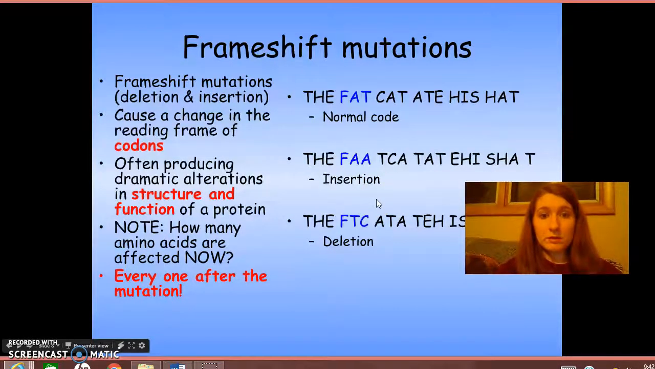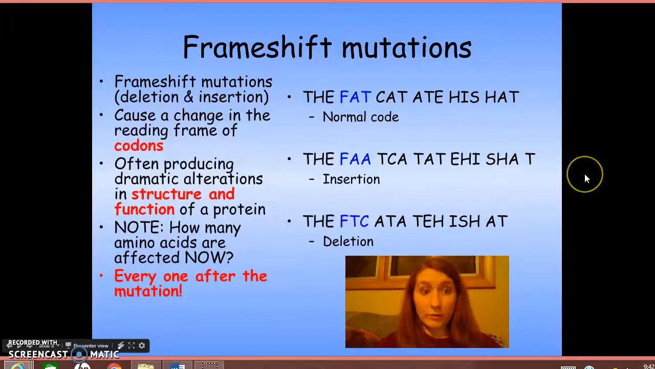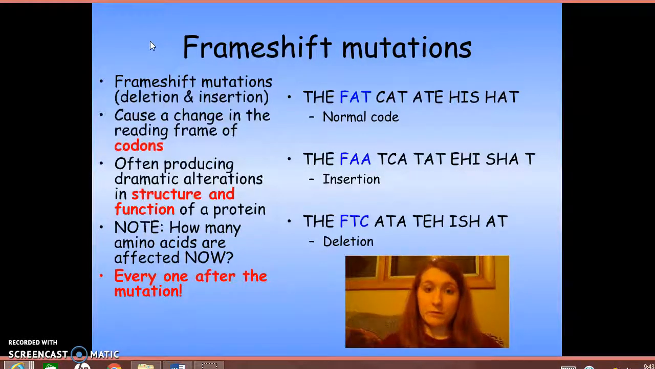Frame shift mutations are a lot worse than substitute mutations or point substitute mutations because they affect the sequence a lot more. So an example of this would be deletion and insertion. So the cause of this causes the reading frame to shift either one way or the other. So when there's a mutation, it affects all of the codons or amino acids after that mutation occurs.